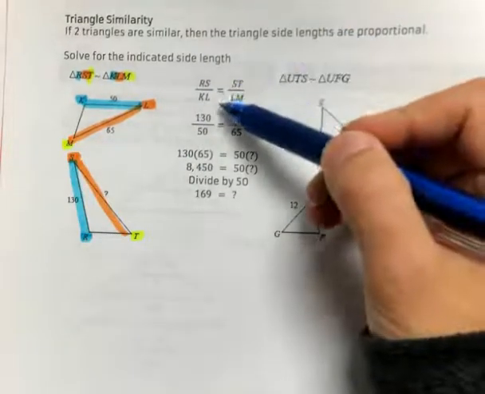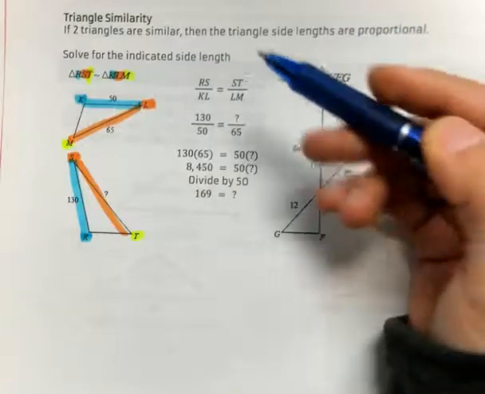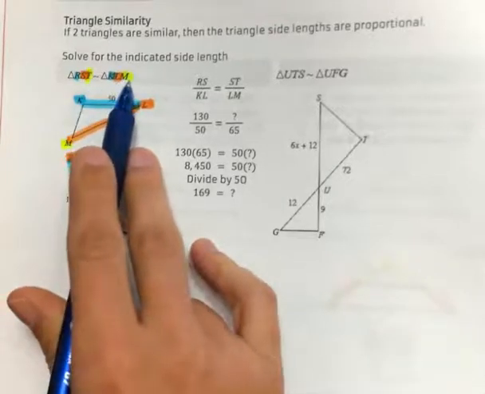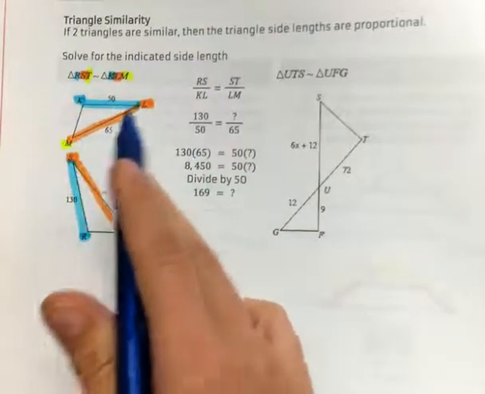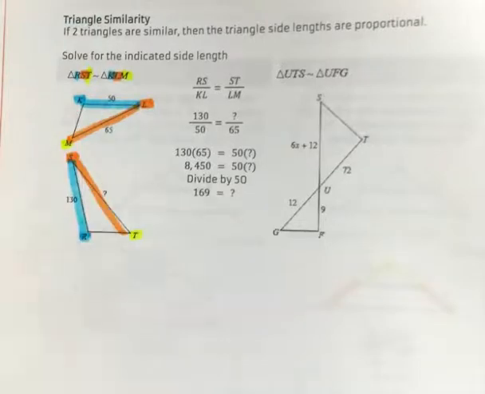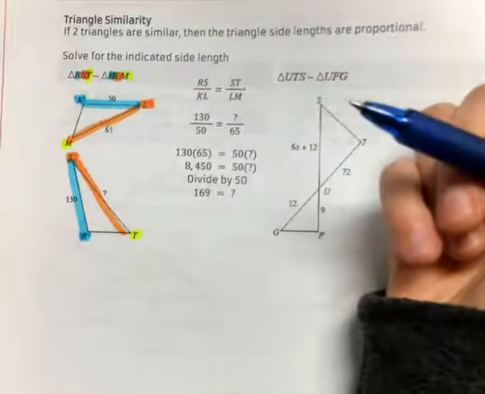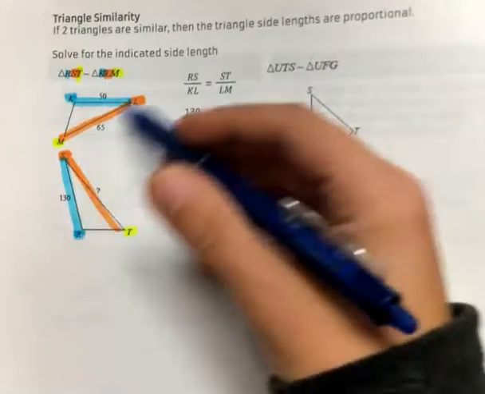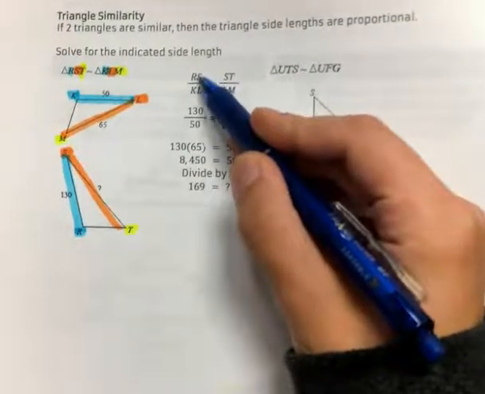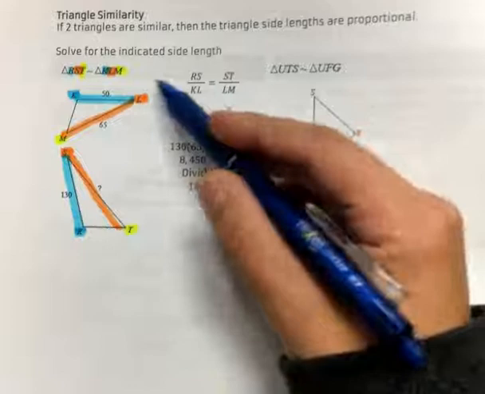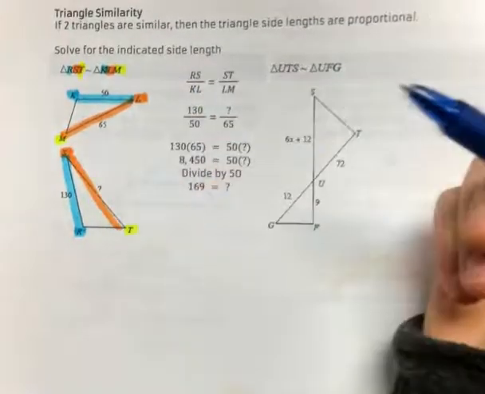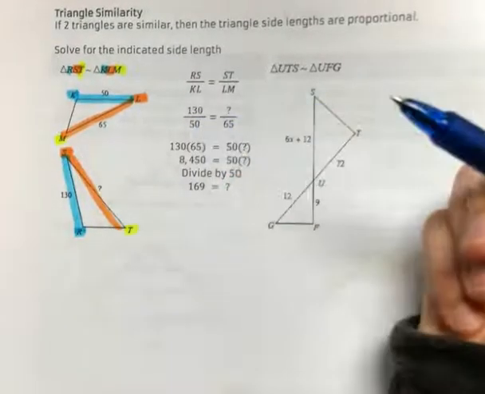And I'm going to put one on the top, the other on the bottom, no big deal. Next we have ST matches with LM. We can see that with our colors. Orange goes with orange. The important thing to do here is to remember which triangle I mentioned the first time. So I said RS, that's the bottom triangle. Bottom blue divided by top blue. So I have to follow the same pattern, bottom orange divided by top orange. So then I just fill in my numbers.